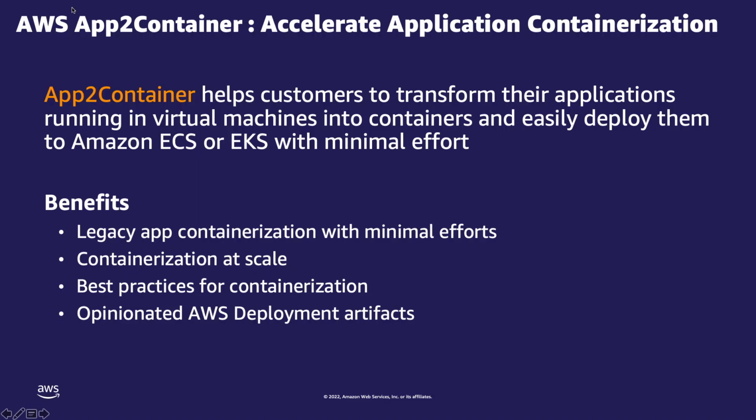AWS App2Container is a command line tool that you can use to containerize Java or .NET applications. Also, the tool will generate deployment instructions for running containers on AWS. The tool supports three different deployment options. A, you can run this on Amazon Elastic Container Service. B, it can generate instructions to run this on Amazon Elastic Kubernetes Service or EKS. And lastly, you can also run this using App Runner.